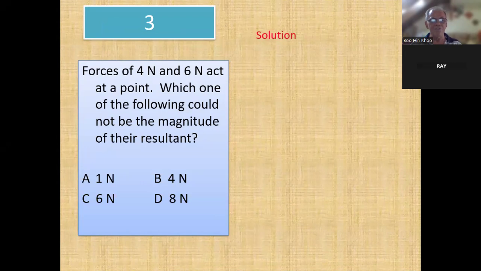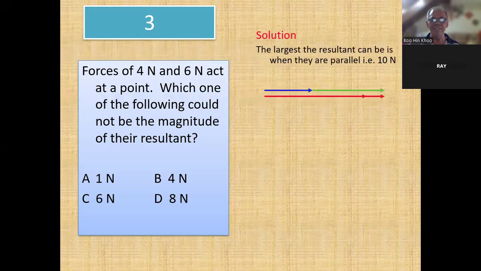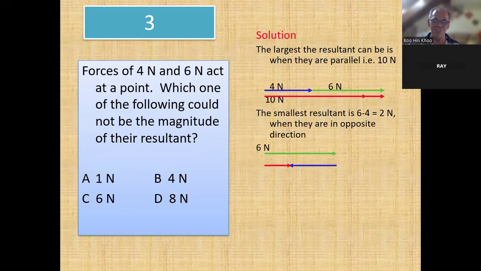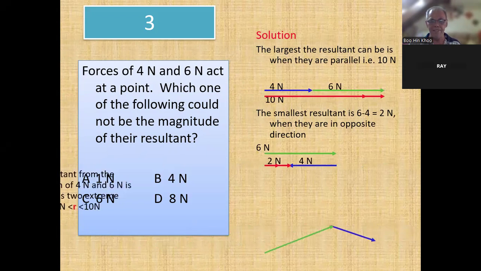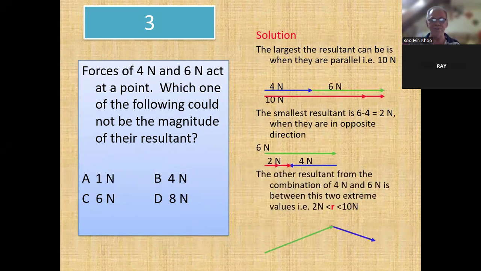Forces of 4 Newton and 6 Newton act at a point. Which one of the following could not be a magnitude of the resultant? A. Okay, good. The longest is when they are in the same direction, the shortest when they are opposite to each other. So the shortest is 2 Newtons, so you cannot get 1. The magnitude is between 2 and 10 Newton. Okay, good.